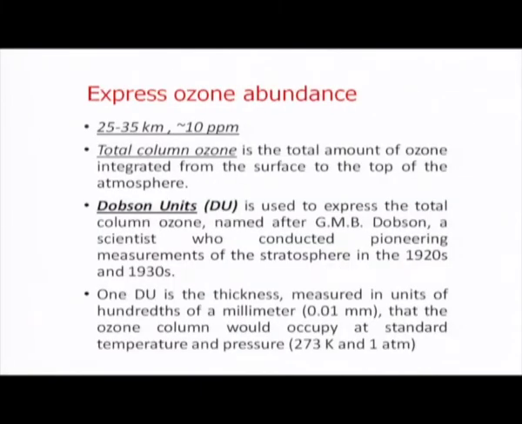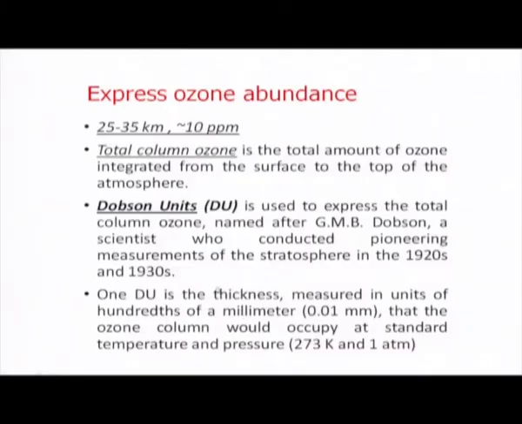And usually, as I told you, ozone is present in the stratosphere in about the 25 to 35 kilometer range. The concentration is roughly 10 ppm, and usually the ozone concentration is expressed in the column, that is, the total column of ozone is the total amount of ozone integrated from the surface to the top of the atmosphere. That is normally referred to as the total column of ozone and expressed in Dobson unit, named after a popular scientist who did pioneering work in this field of ozone, G.M.B. Dobson.